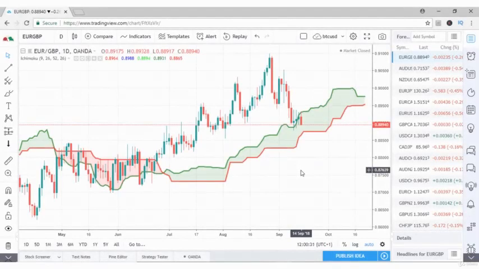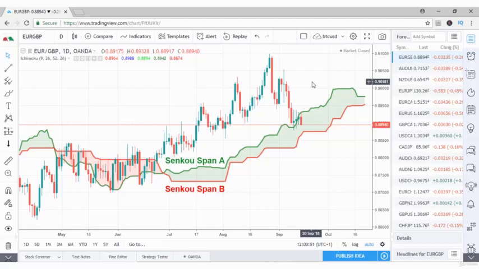How to calculate the Ichimoku cloud. The Ichimoku cloud is also called Kumo, that is the Japanese word for cloud. The cloud has two lines called Senkou span. So we have Senkou span A, also called up Kumo, and Senkou span B, also called down Kumo.